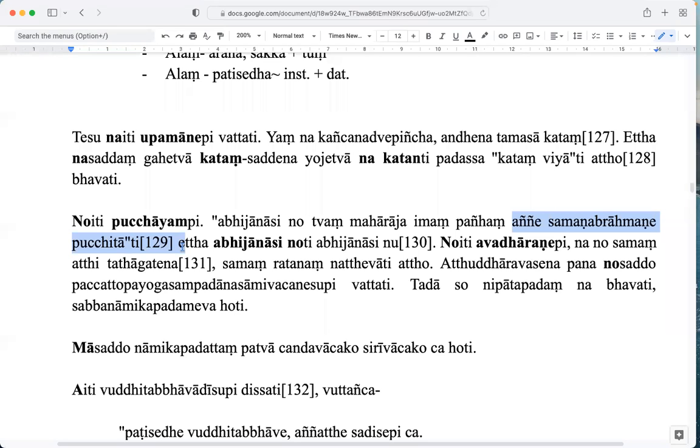So this sentence, partially to understand. Imam binyam. So actually, bochi tadi is bochi dan iti. This question or this problem asked to the other, ye samana brahmani, to other recluse and brahmin. So abhijanasi no don Maharaja, oh great king. So abhijanasi.